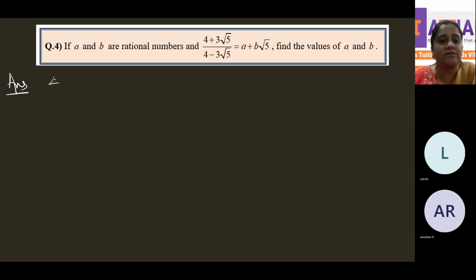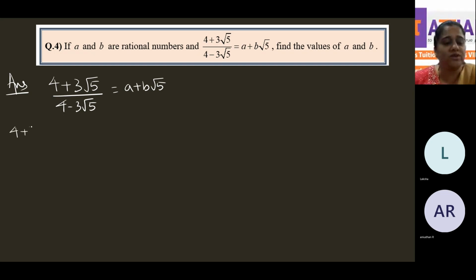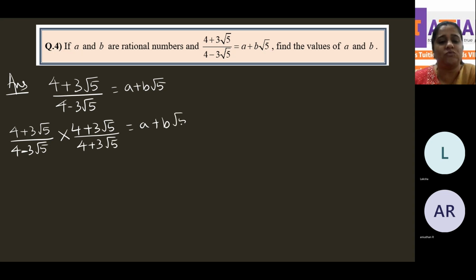So children, first we'll have to write 4 plus 3 root 5 by 4 minus 3 root 5 is equal to, you can write the given question again. That's the first step. Now we need to rationalize the denominator. So write 4 plus 3 root 5 divided by whatever is given, 4 minus 3 root 5. Now the rationalizing factor is 4 plus 3 root 5, since this is minus. You should multiply and divide by 4 plus 3 root 5. Just write this is equal to a plus b root 5 as it is till the end. No change will be done here.